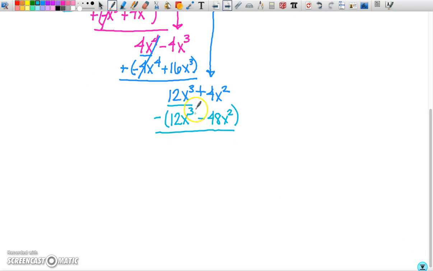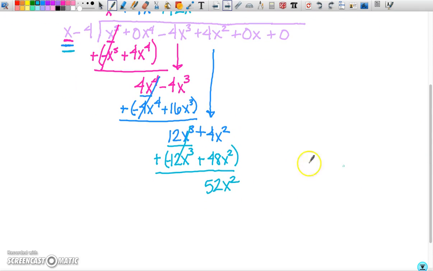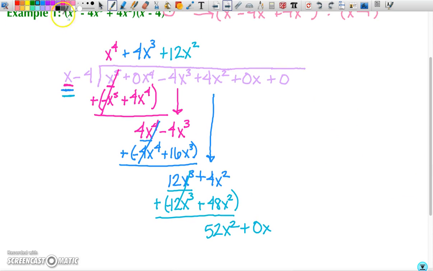And moving along, so we are going to change that to an addition, change, 0, and then this is a 52x squared. And then again, drop down your 0x, so plus 0x, and that would make this x times 52x would give you that number here. Multiply it through, so 52x squared, and then this would be a minus 208x.